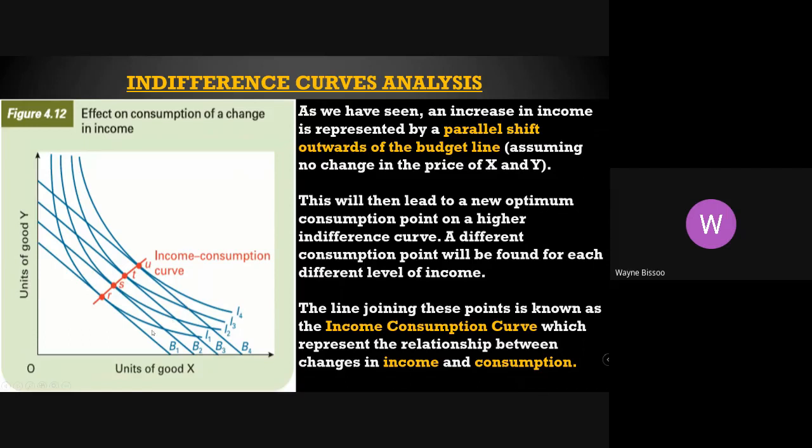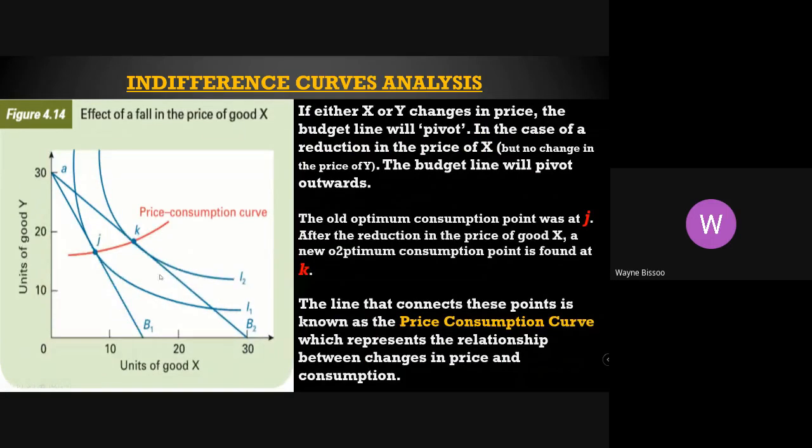But they did 4 shifts as opposed to where we did 3 shifts. All right, but it's the same process that we're looking at there. Now, another change that can happen is the effect of a change in price of one good. So if either X or Y changes in price, the budget line will pivot. Remember, we talked about that before.